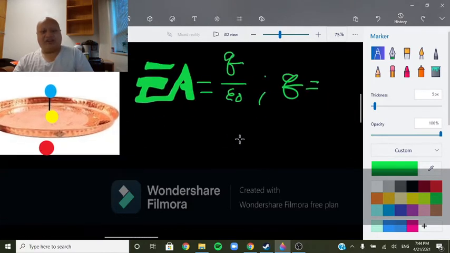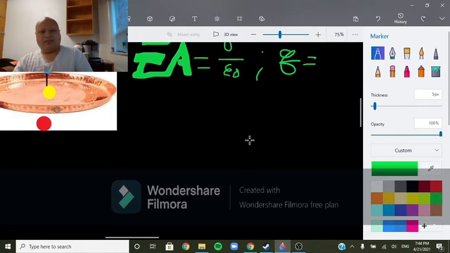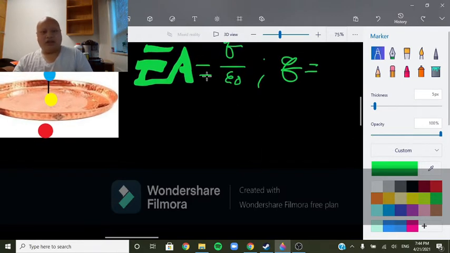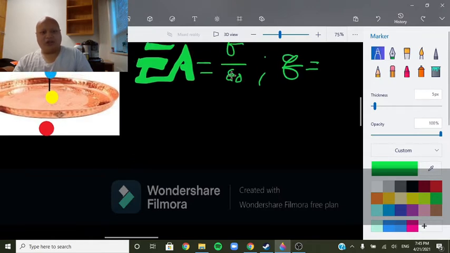So now we have Gauss's law, which is EA is equal to sigma divided by epsilon naught. E is the electric field, A is the surface area, sigma is the charge density of a surface, and epsilon naught is just a constant, 8.85 times 10 to the negative 12 power of whatever unit it's in.